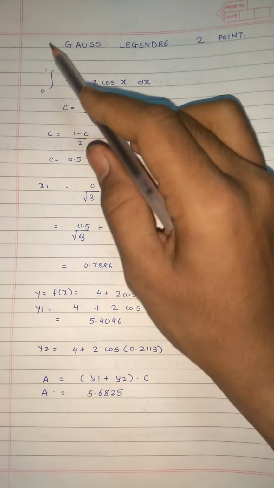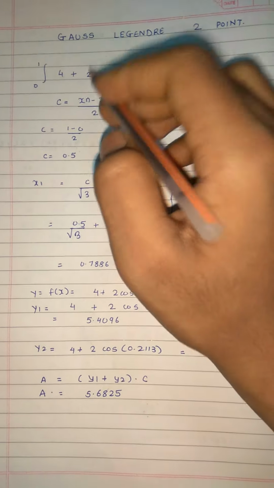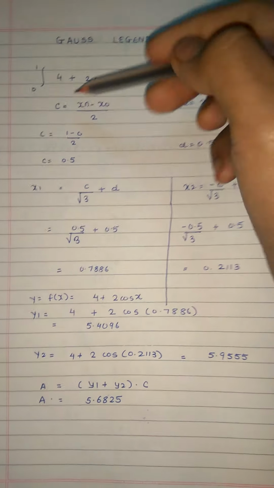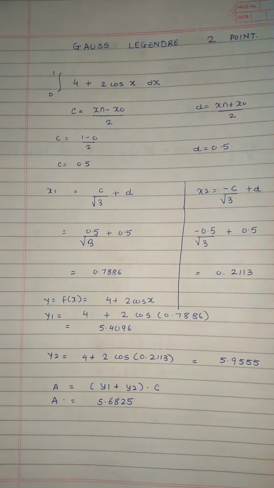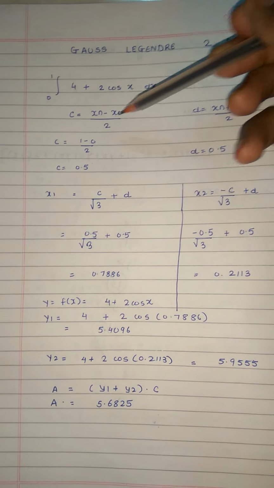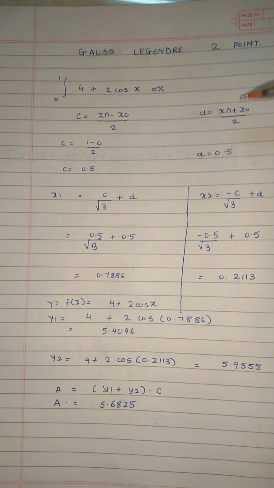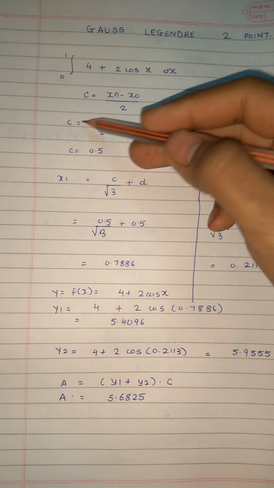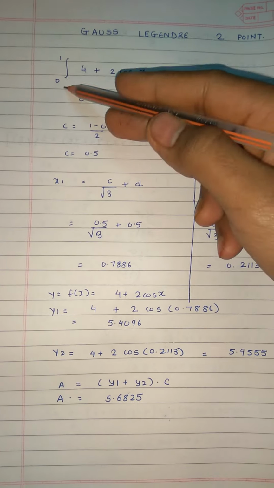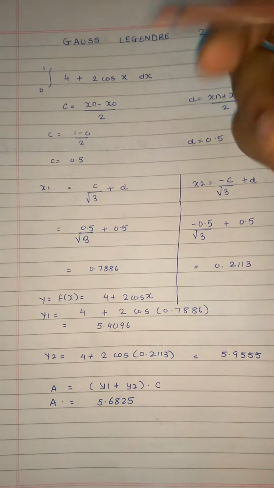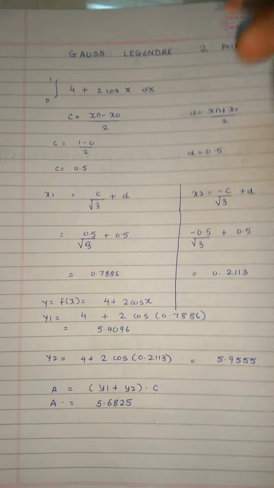We are given a function and two limits xn and x0. In this numerical, you have to calculate the values of c and d particularly. So c will be xn minus x0 divided by 2, always 2, and d will be xn plus x0 divided by 2. Now, from this you can calculate c is equal to 1 minus 0 divided by 2, d is equal to 1 plus 0 divided by 2. Both the answers are similar, 0.5, 0.5.